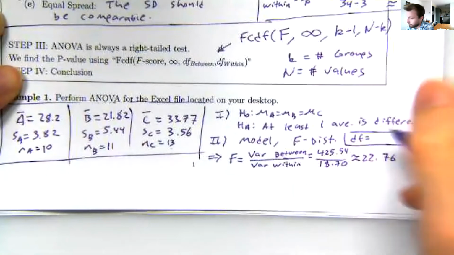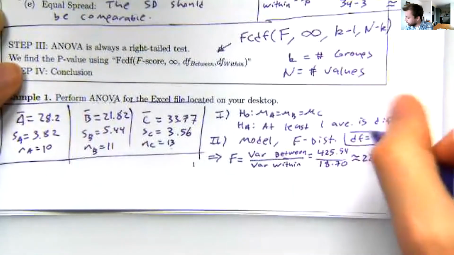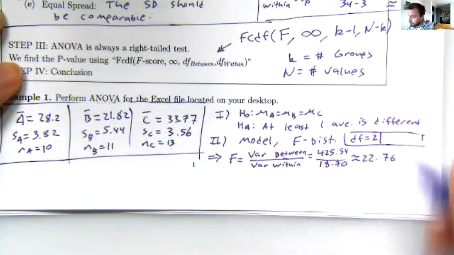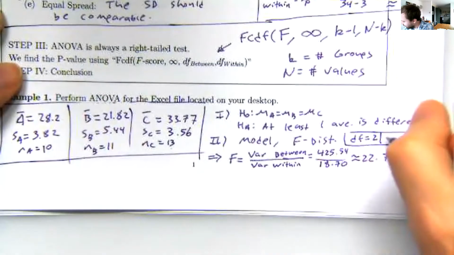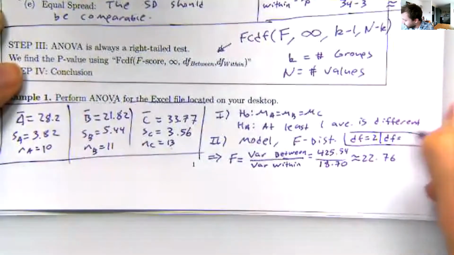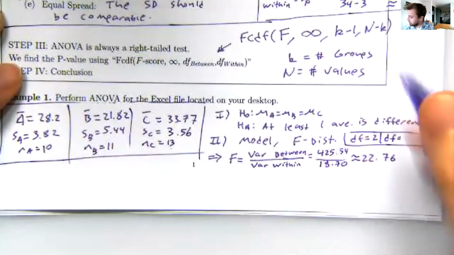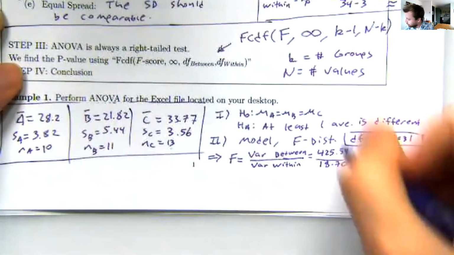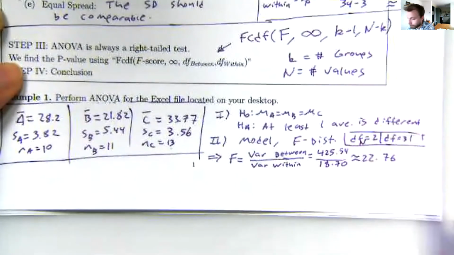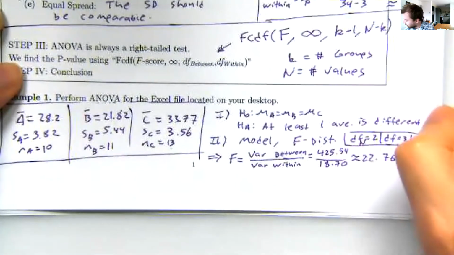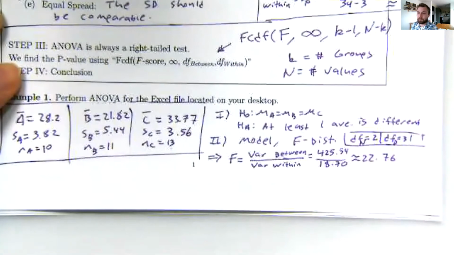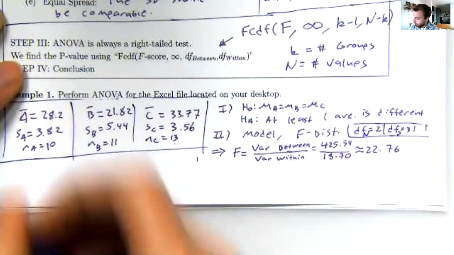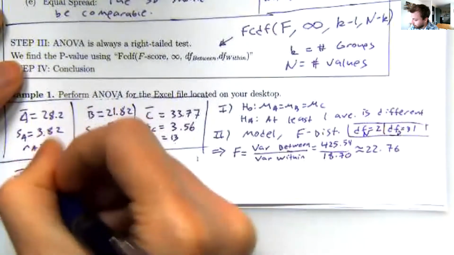This has 2 degrees of freedom. My first degree of freedom is for the groups. 3 minus 1 gives me the first degree of freedom is 2. My second degree of freedom was 34 minus 3. That was a degree of freedom of 31. So my numerator degree of freedom is 2. My denominator degree of freedom is 31. As my third step, I'm going to calculate my p-value.